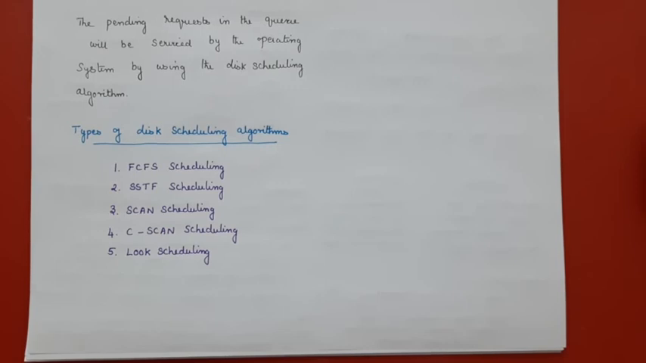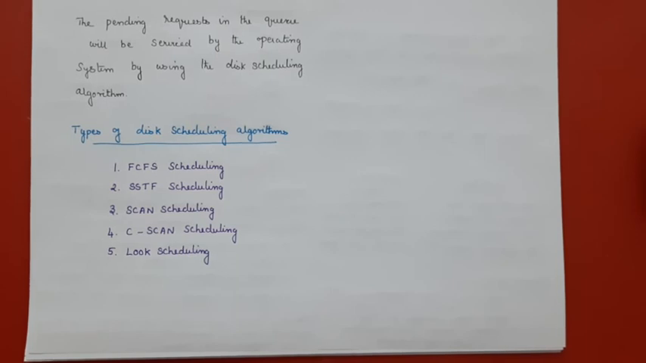As I have told you, all the pending requests will be there in the queue, so the system has to take one of the pending requests and service it. How is it going to pick that pending request? That is done with the help of disk scheduling algorithms. The operating system uses these disk scheduling algorithms in order to pick a pending request from the queue and service it.